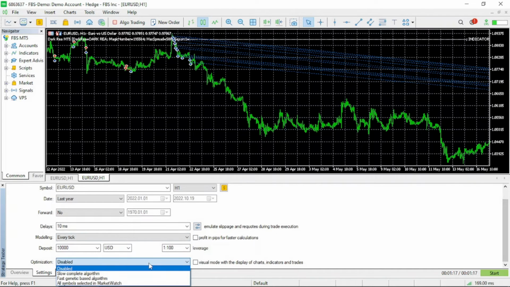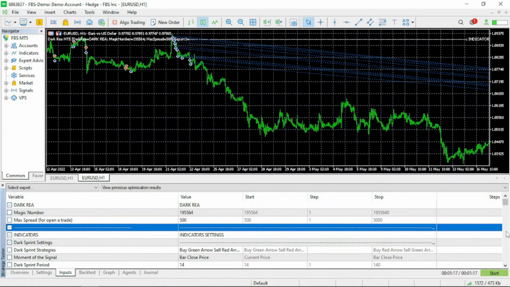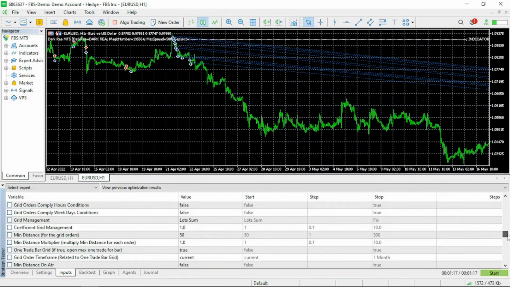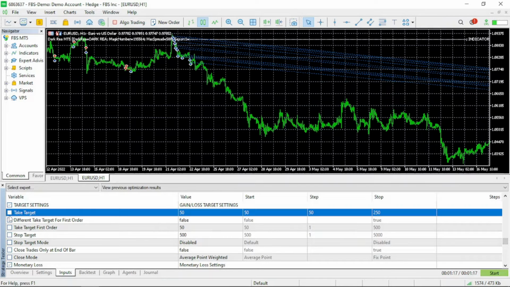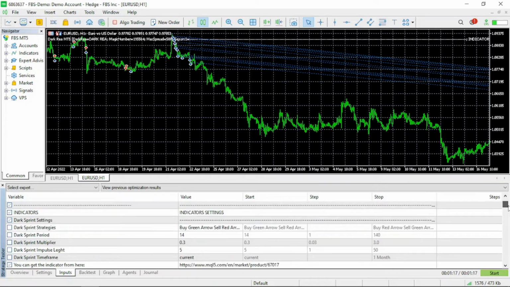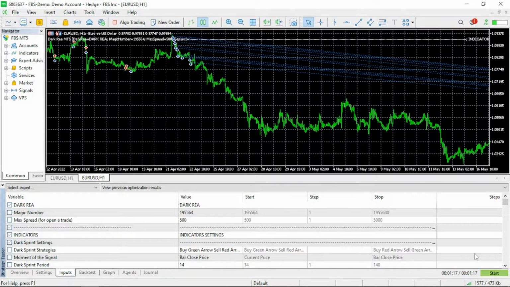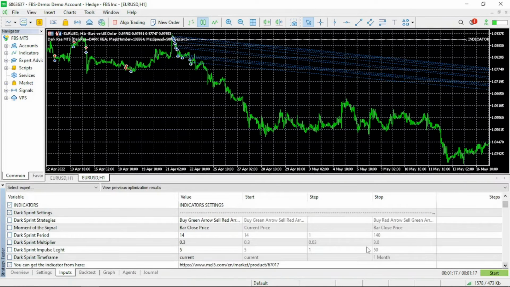Under settings, you have different options for optimization. I'm going to select the fast genetic based algorithm for my strategy test to save time. Next, under inputs, let's start with settings for the Dark Sprint indicator. I would recommend optimizing the period, multiplier, and length.